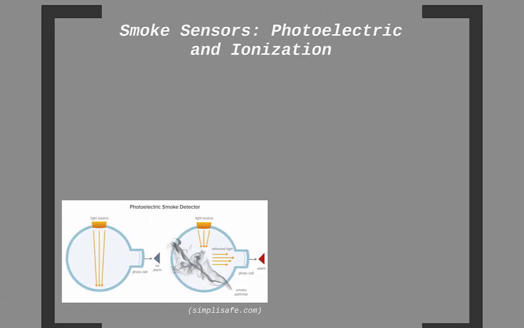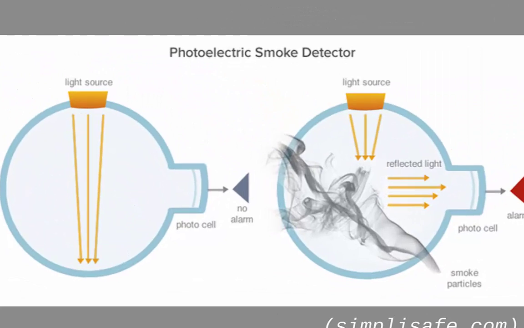Smoke sensors typically utilize one of two technologies. The first is photoelectric smoke detectors. Photoelectric type sensors aim a light source into a sensing chamber at an angle away from the sensor. When smoke enters the chamber, light is reflected onto the light sensor, triggering an alarm and possibly sending a command to the air handling system to initiate a smoke control sequence.